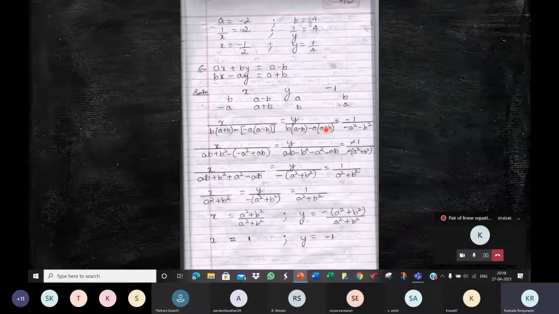Is equal to minus 1 divided by a into minus a, which is minus a square, and b into b, which is b square, and put the minus sign. You are subtracting the products. A into minus a is minus a square, that's one product. B into b square is the second product. You have to subtract, so put the minus sign in the middle. You're subtracting the cross products.